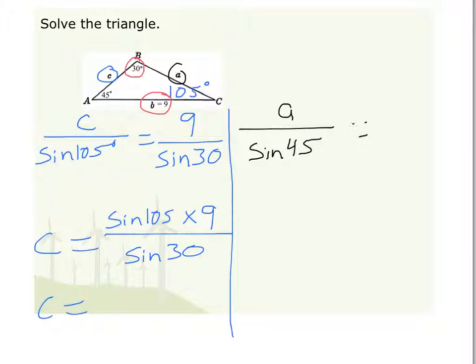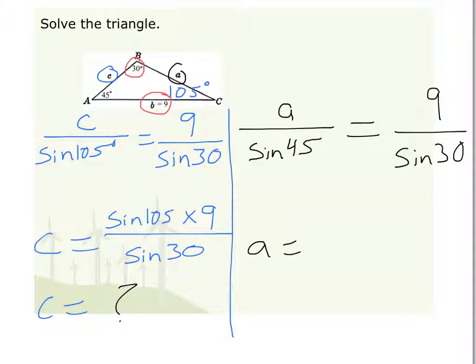And once again, I need to pick a combination where I know the side and the opposite angle. And if I had already found C, either one would work. I obviously didn't work that one all the way through to get a number answer. But I could certainly just say I'm going to use 9 over sine 30. I could use that again.